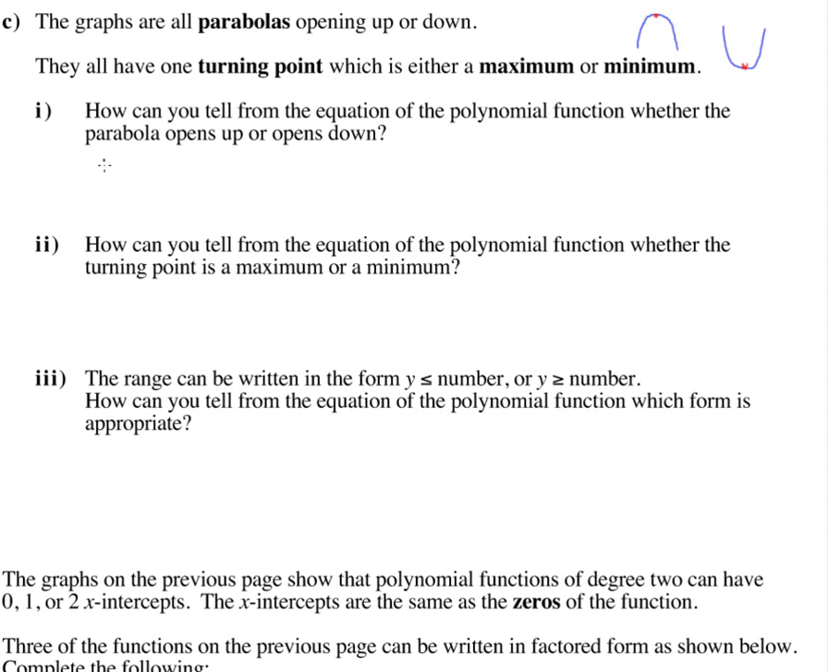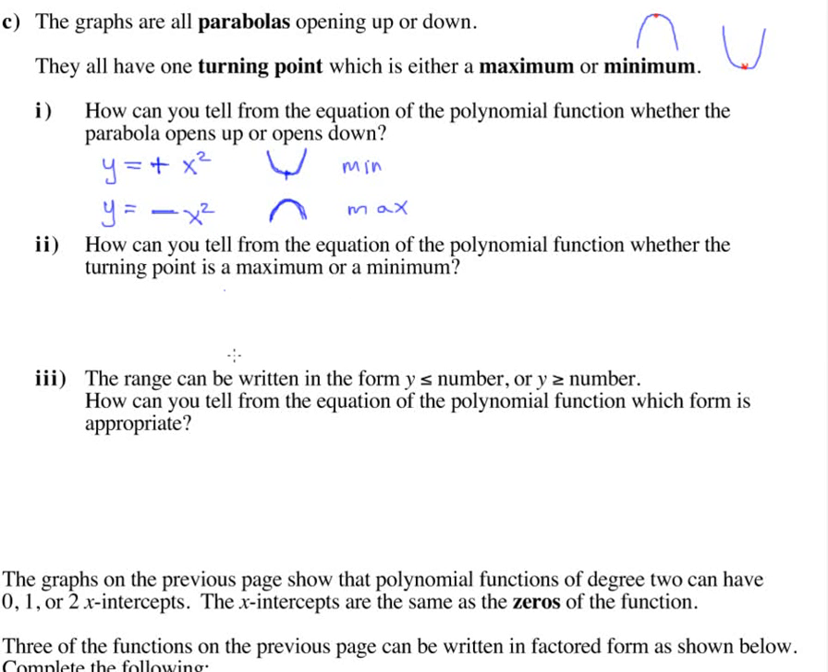If you have y equals some positive number times x squared, then your parabola will open up. It'll be U-shaped. And if you have y equals minus x squared, then it will open down. How can you tell whether it's a maximum or minimum? Same thing. If it's got a positive leading coefficient, then it will have a minimum. If it has a negative leading coefficient, then it's shaped like a hill and it will have a maximum.